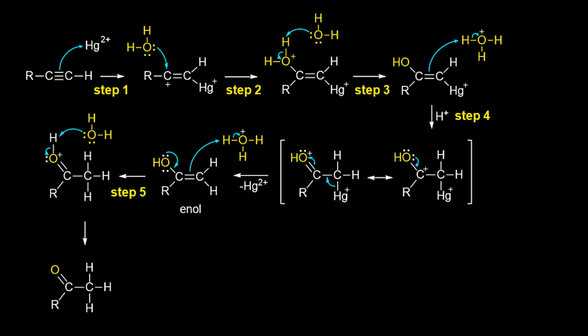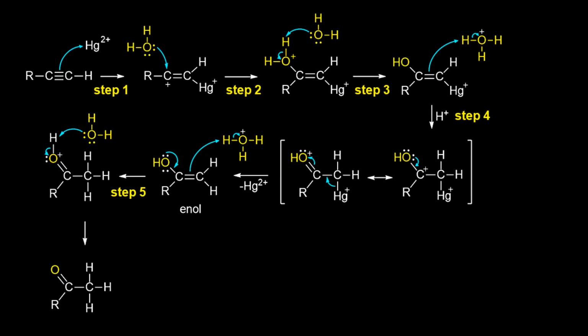Here's the full breakdown of how the mechanism works, step by step. We start with a terminal alkyne, and in the very first step, the triple bond attacks the Hg2+ ion. That forms a bond between the alkyne and the mercury, and at the same time, we get a vinyl carbocation, specifically on the more substituted carbon. Then, in step 2, water comes in as the nucleophile. It attacks the carbocation and adds an H2O group to that position.